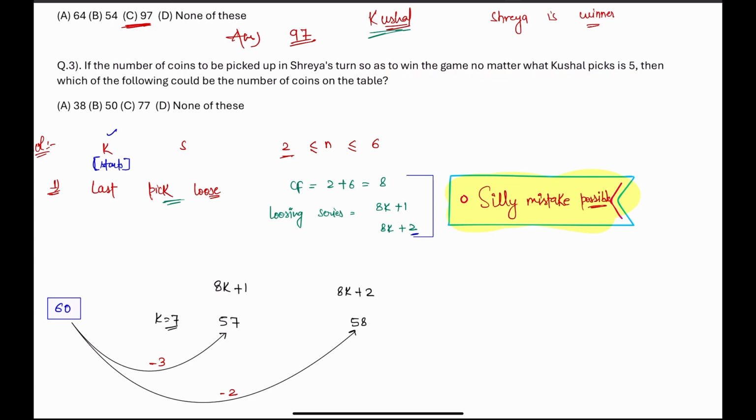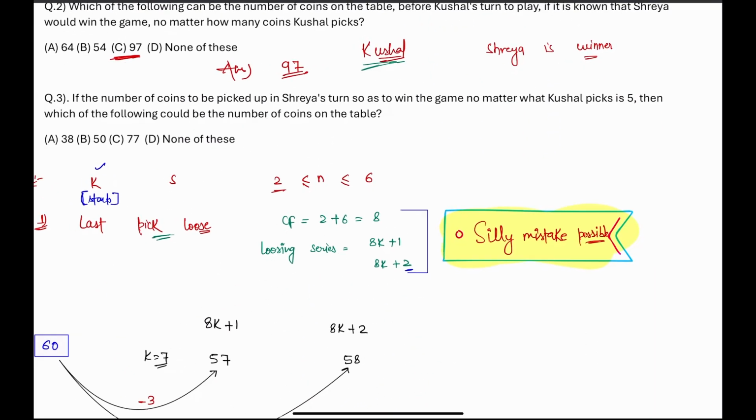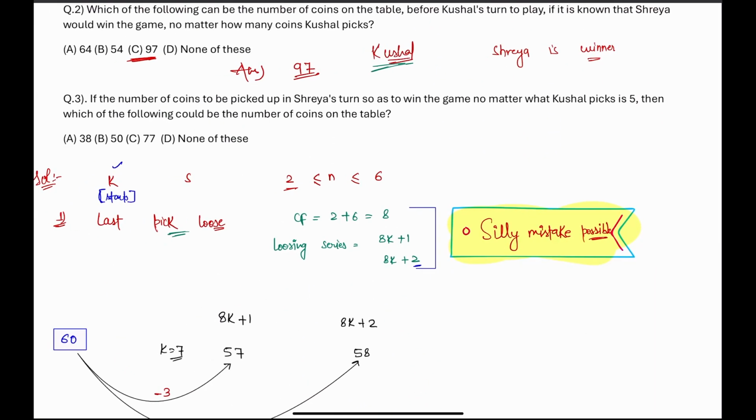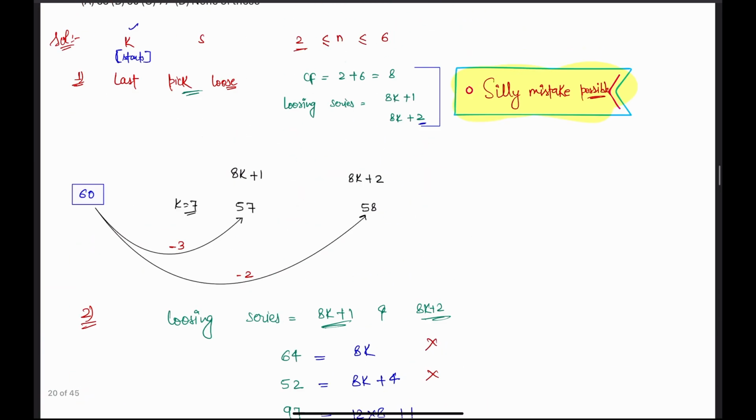Okay, so this is the question. Then which of the following could be the number of coins on the table? We don't know how many coins are on the table. It is said that the number of coins picked up in Shreya's turn so as to win the game no matter what Kushal picks is 5. So Shreya is picking 5, Shreya will win, no doubt till here.